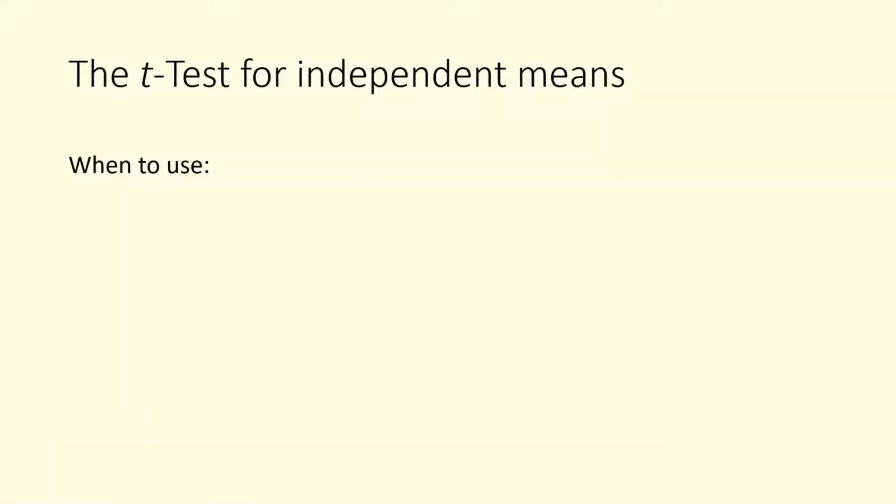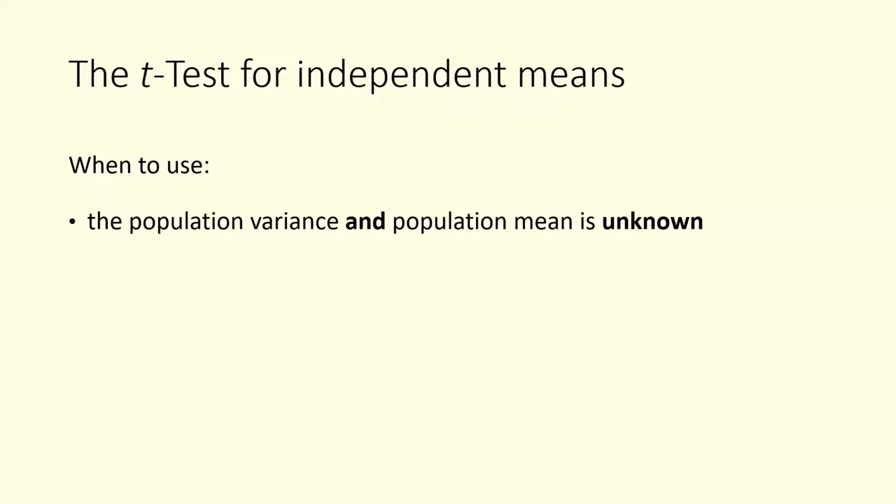Again, the first thing that we always think when we have a new test is, when do I use it? What situation does this test apply to? Because it's a t-test, we're going to use our independent means t-test when the population variance and population mean are unknown. That's what these t-tests have in common.